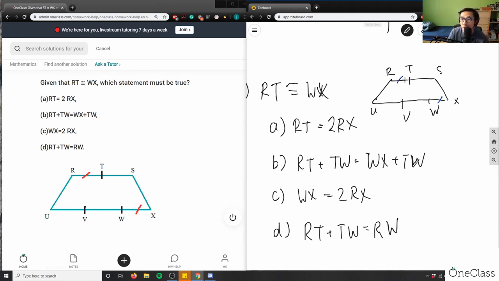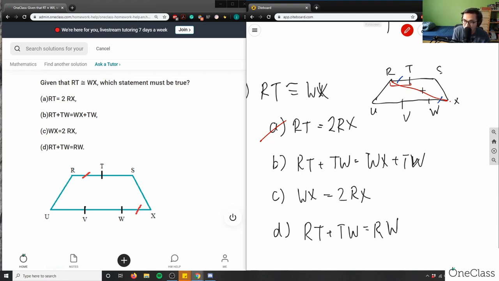So this is RT, between this point and this point is 2RX. So between this point and this point is RX, right? So if I bisect this trapezoid, does that equal this? And in this case it is false, because I don't know if T is halfway through the trapezoid. So A is incorrect here.